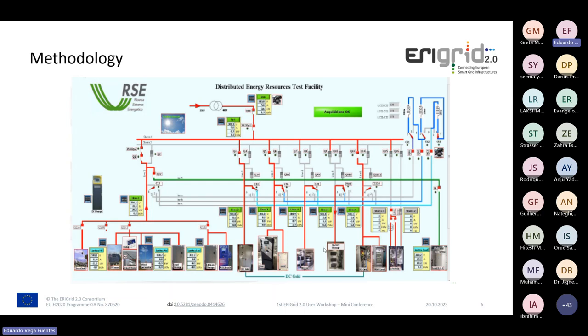This figure shows a synoptic of RSC's test facility. It consists of a bus bar connected to the grid and a wide variety of generators, including inverter-based generators, different storage systems and loads, also electronic loads which can have a nonlinear behavior. And a set of switches and breakers provides flexibility to manage the network with different configurations and different roles.